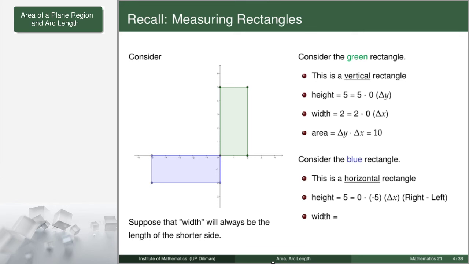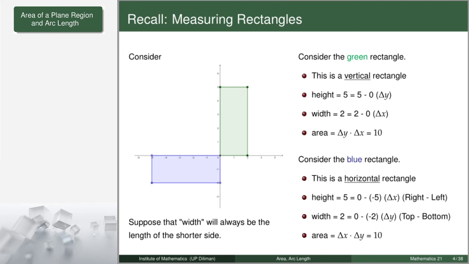On the other hand, for the width, which is again equal to 2, to obtain it will just be again a 0 minus negative 2, and that's a delta y. And to get the values of delta y, it's just the value of y at the top minus the value of y at the bottom. The area, which will still be a delta x times delta y, is equal to 10.